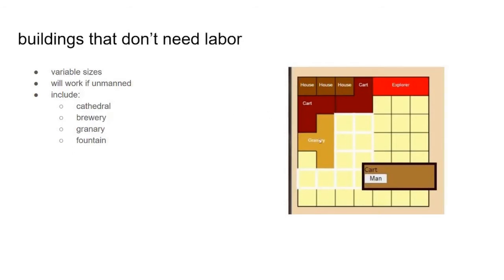They, again, are going to be variable sizes, and they will work if unmanned. As long as, and this is also true for the buildings that require labor, they will work as long as there are no graves inside of them. We'll talk about graves a little bit later, and we'll hopefully remember that point. So there are only 4 buildings that don't need labor: the cathedral, the brewery, the granary, and fountains.